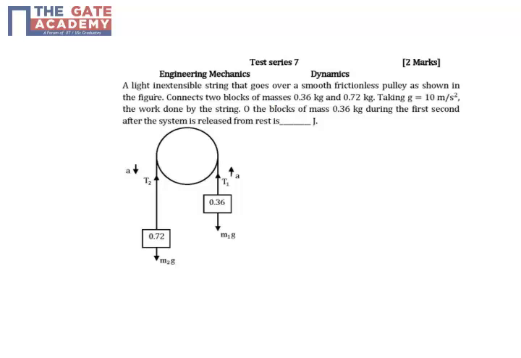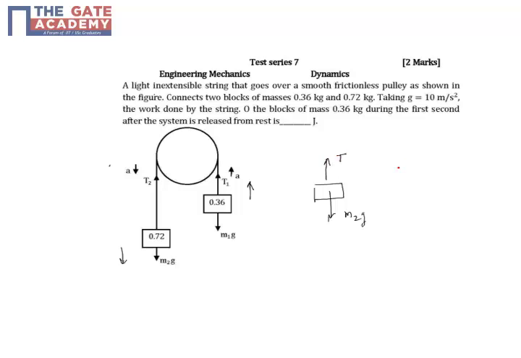Now once the system is released, obviously the higher mass will tend to go down, and the lesser mass will try to go up. What we do is we try to take a free body diagram of the individual masses. So let's take the free body diagram of M2. So M2G is like this, where this is the weight and the tension in the string is T.